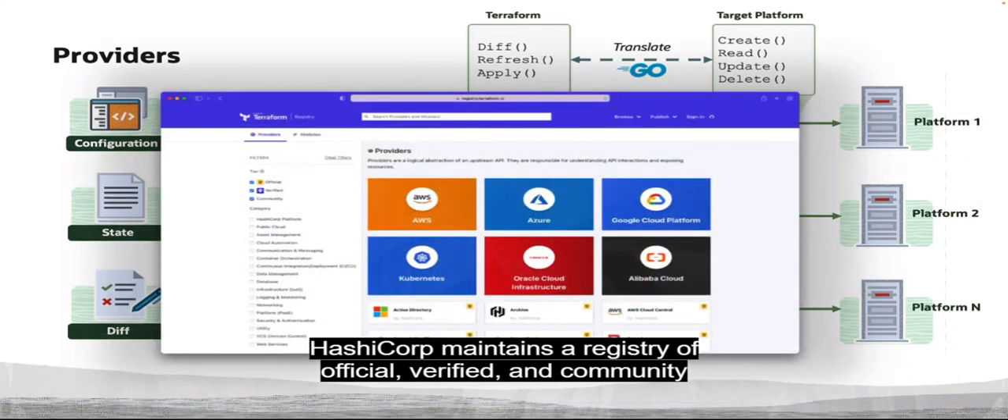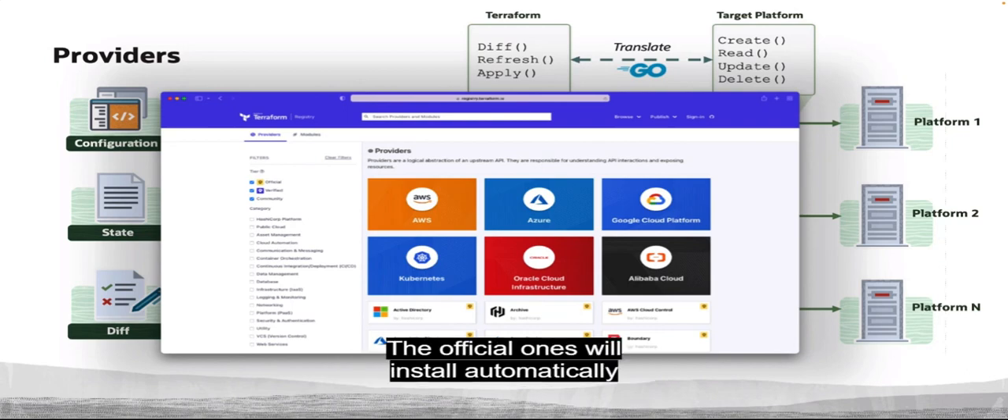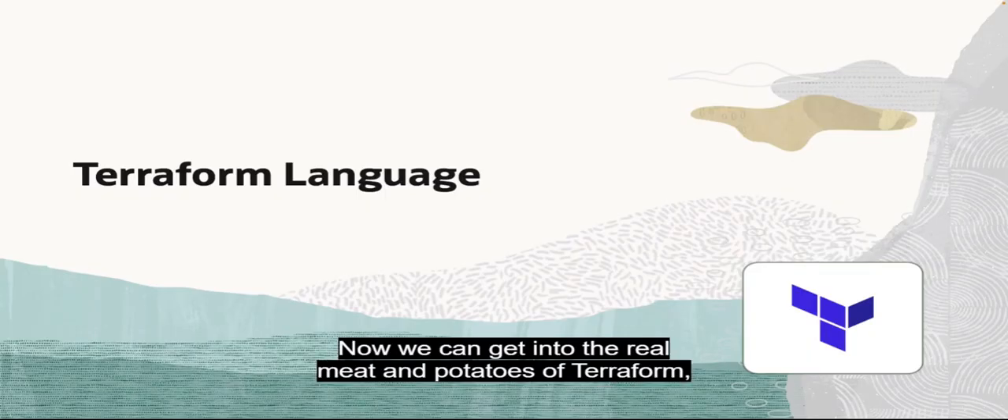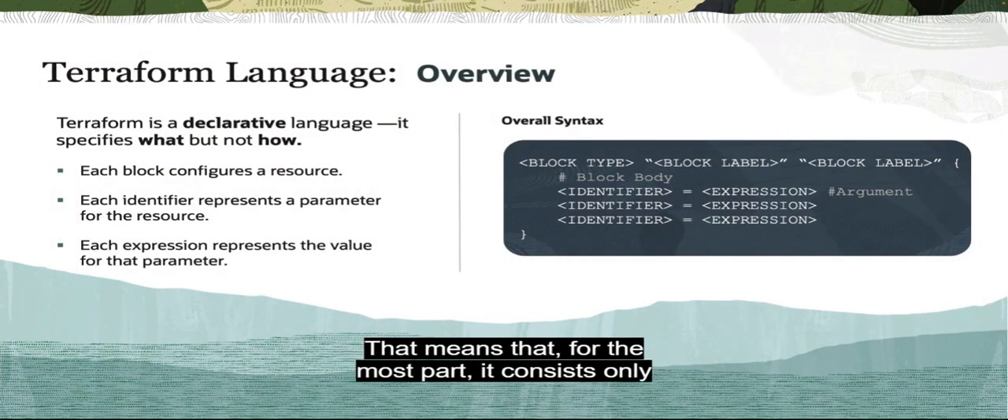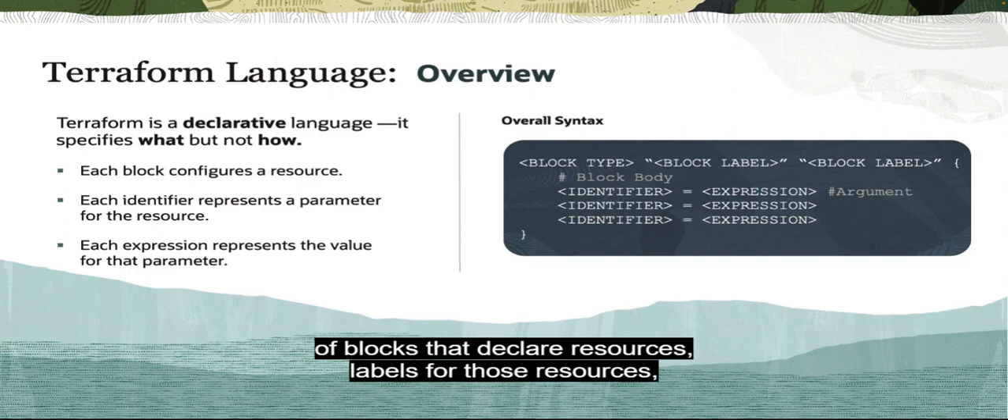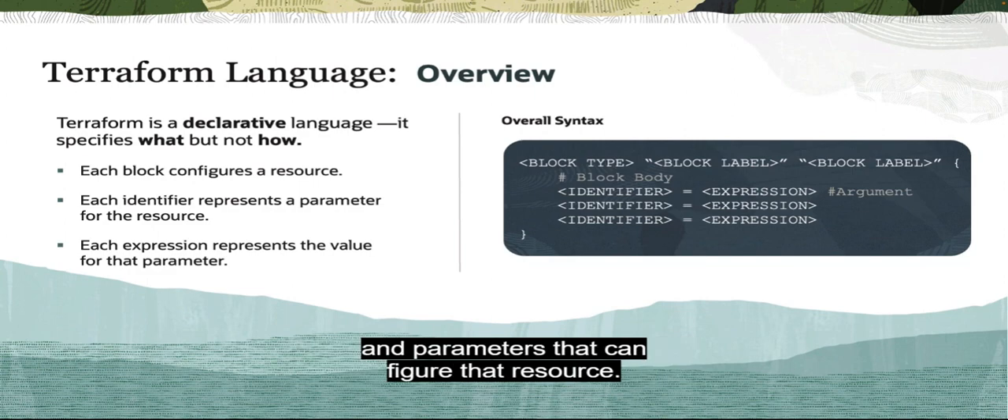HashiCorp maintains a registry of official, verified, and community providers that you can install. The official ones will install automatically if they're specified in the Terraform configuration. Okay, now we can get into the real meat and potatoes of Terraform, the language itself. The big thing to know is that Terraform is declarative. That means that, for the most part, it consists only of blocks that declare resources, labels for those resources, and parameters that configure that resource.